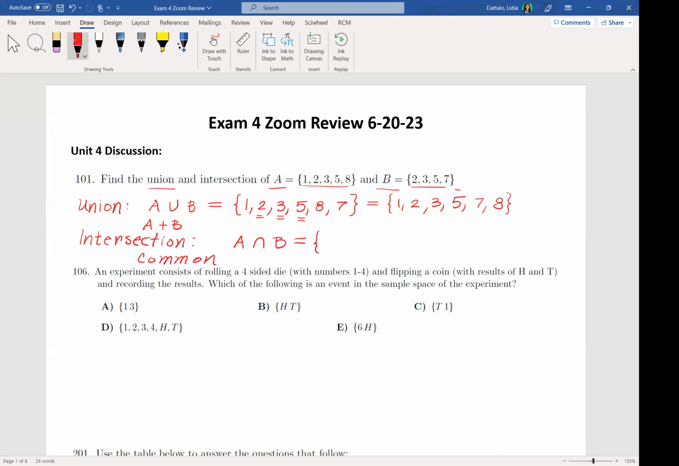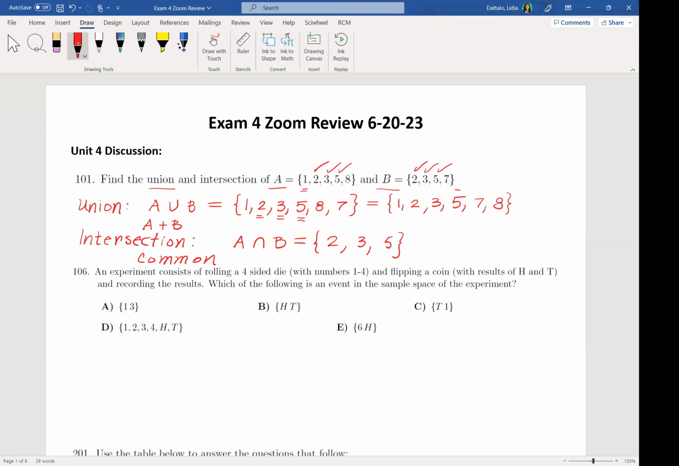Now we're going to look at all the elements that are in A and in B. There's a 1, but there's no 1 in B, so we would not put that in the A intersection with B. 2 is in A, and so it's also in B, so we write that. 3 is in A, 3 is in B. 5 is in A, 5 is in B. And there are no other common terms. And that would be what we do with that one.